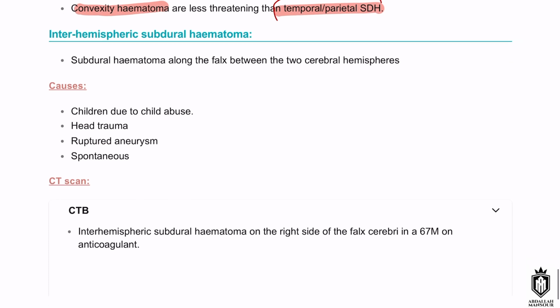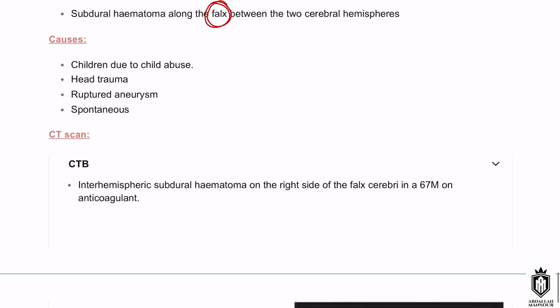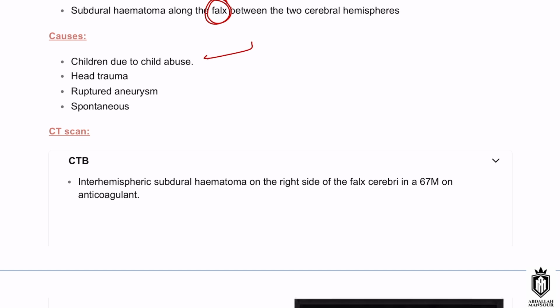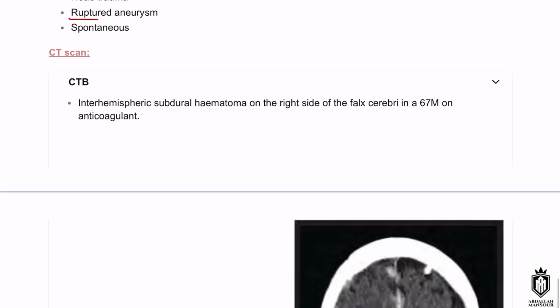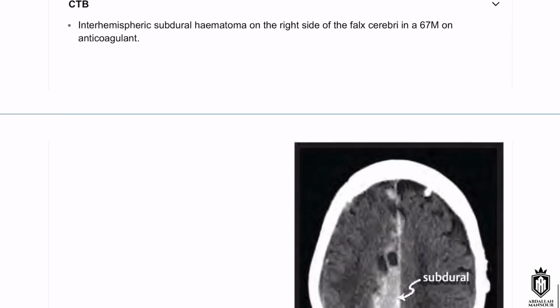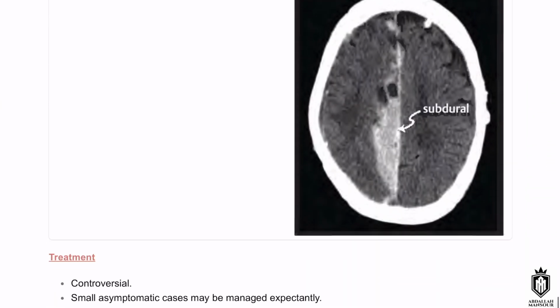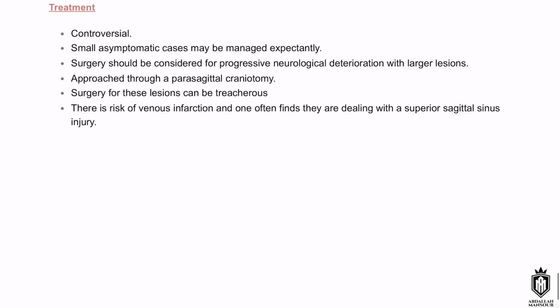subdural hematoma. So interhemispheric means subdural hematoma in the falx cerebri. It usually happens in children due to child abuse, maybe head trauma or ruptured aneurysm as well, especially the pericallosal aneurysm or the anterior communicating aneurysm, for instance, and it can also happen spontaneously. Looking at the CT scan here, you can identify this in the axial cut, looking at an interhemispheric acute subdural hematoma or falcine acute subdural hematoma.